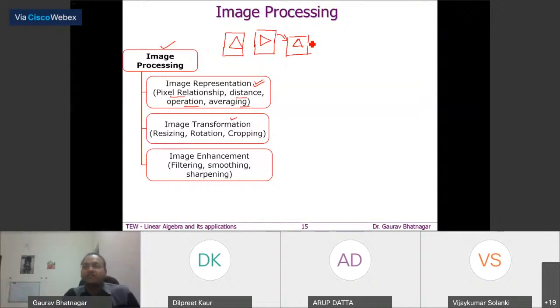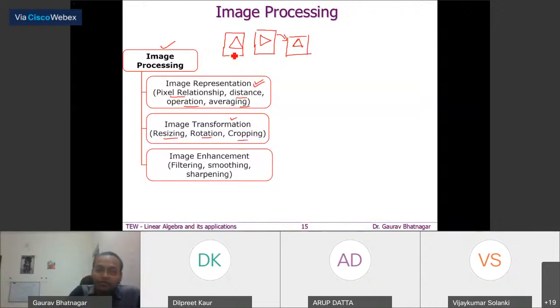Or if the size is very large, if you have taken a very good quality camera with you, then the size is going to be very large, and if you want to display it on a computer screen, then you may want to reduce the size. Then this resizing comes into the picture, and you want to just scale down and scale up your image. Then you can rotate the image, or you can crop the image.